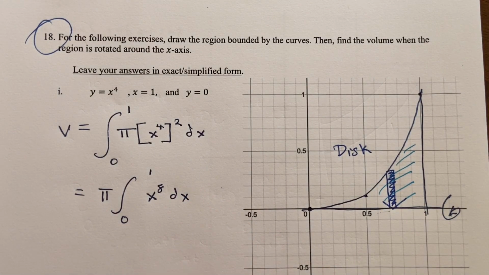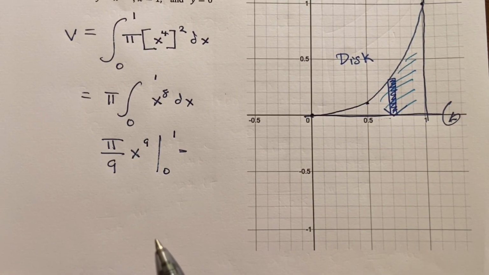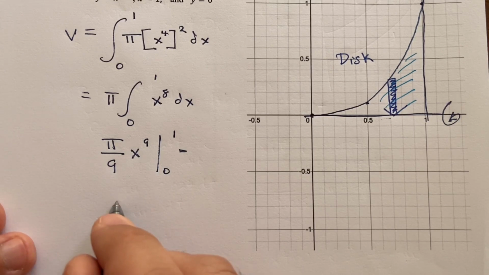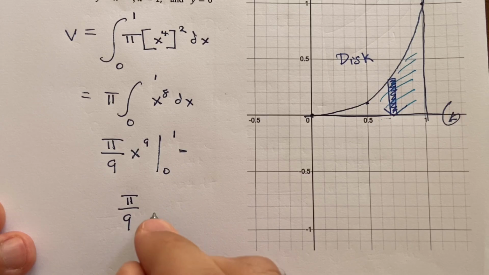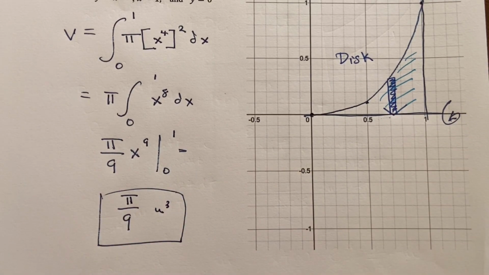right? Actually finding the antiderivative, we now have pi over 9, x to the 9th from 0 to 1. The 0 is not going to produce anything because the antiderivative is a factor of x. So just plugging in the 1, we get pi over 9. This would be cubic units if we wanted to include units.